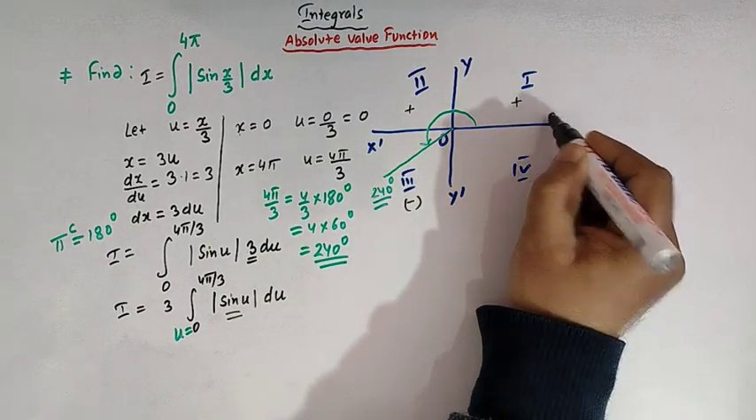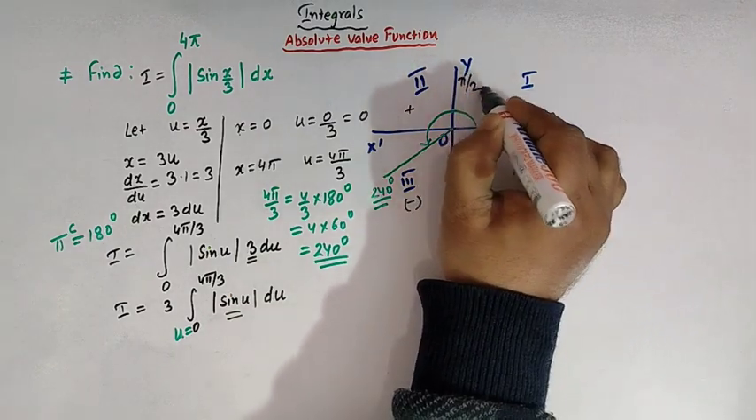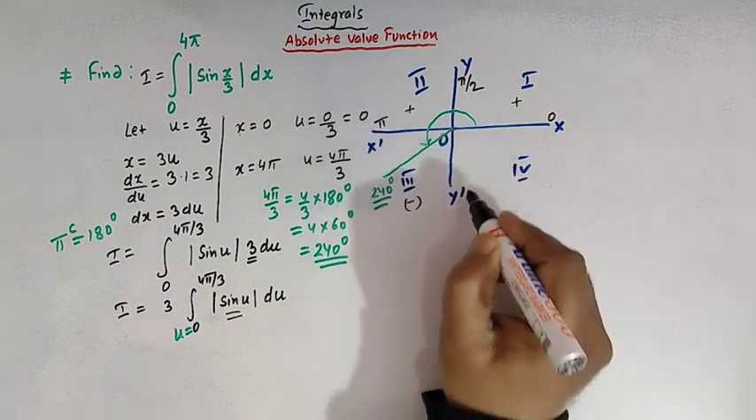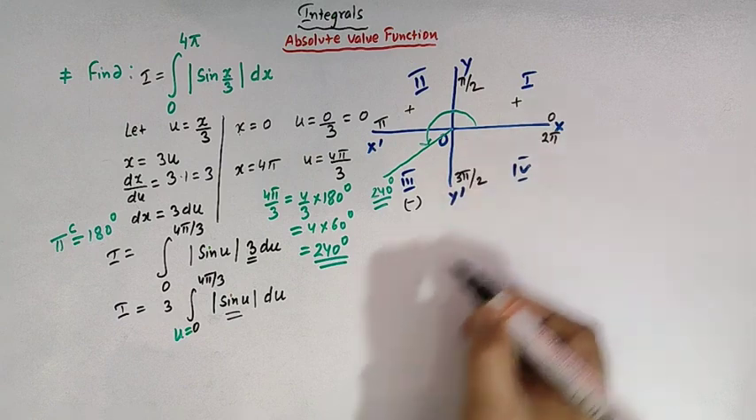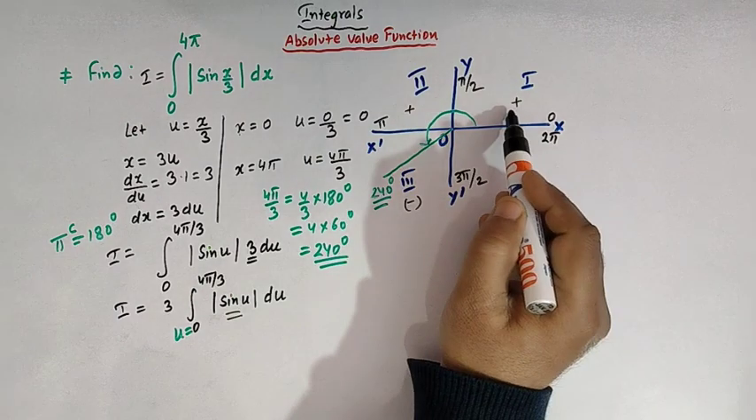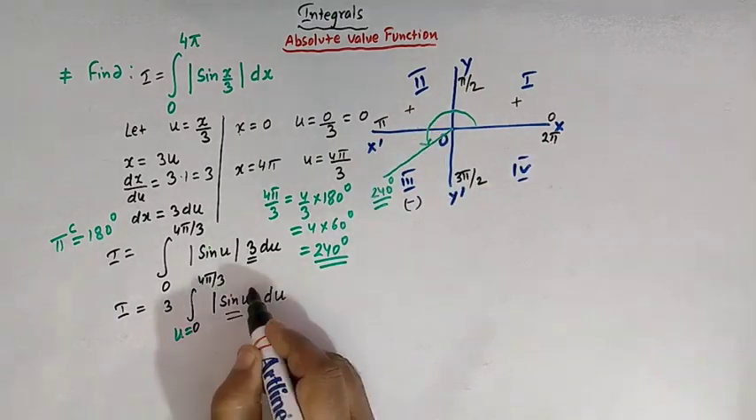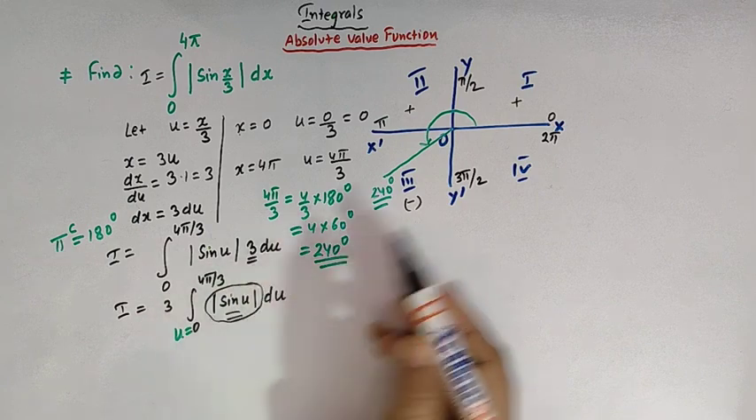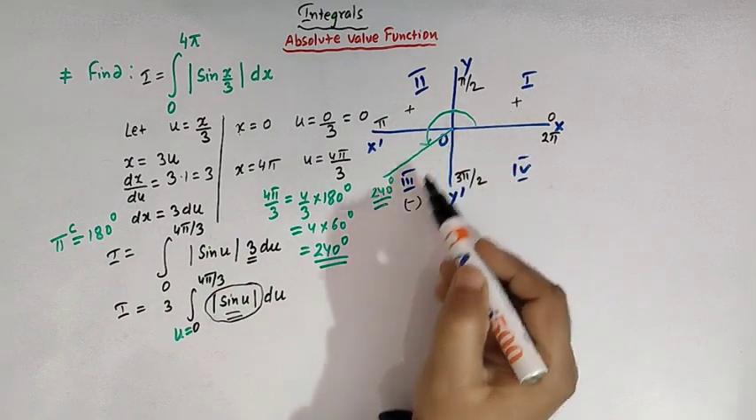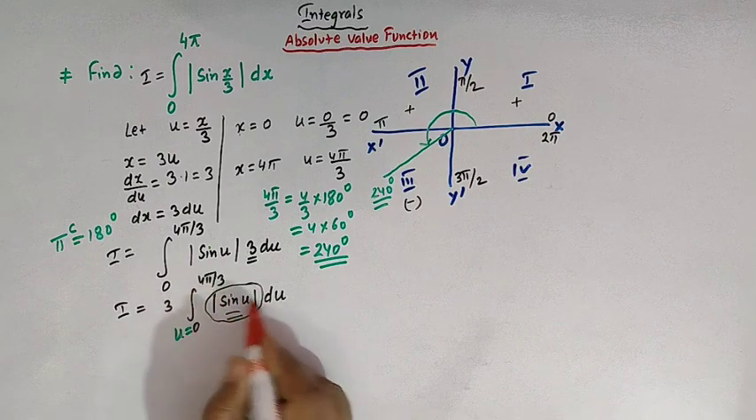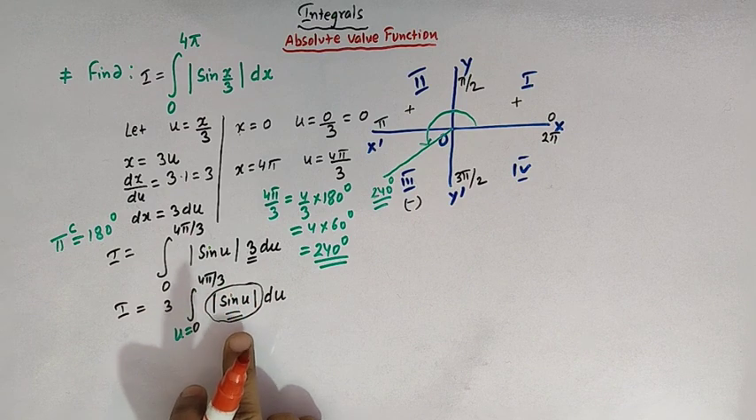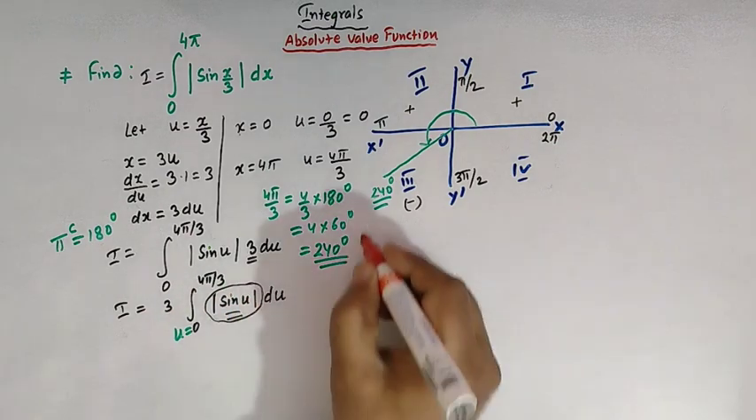So here we have 0, here we have pi by 2, here we have pi, here we have 3 pi by 2, and here we have 2 pi. So in the first and second quadrant the sine function is positive, and in the third quadrant the sine function is negative. So now we will make use of the definition of the absolute value function.